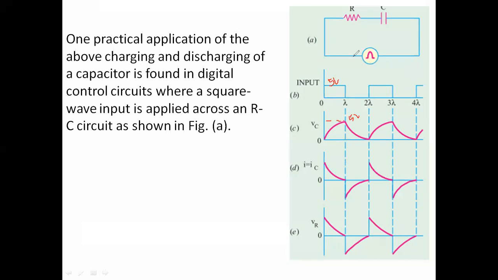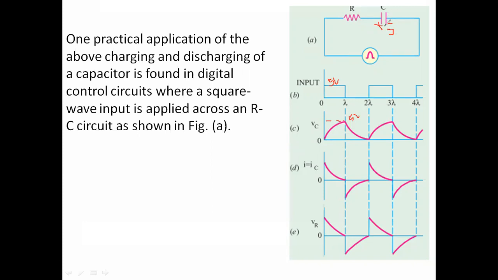Voltage is 0, but there is a connection. So that's why this is plus and minus, while from 0 to lambda, it is plus and minus. Charged to 5 volts, the capacitor voltage is 5 volts. So after lambda to 2 lambda, it is 0.